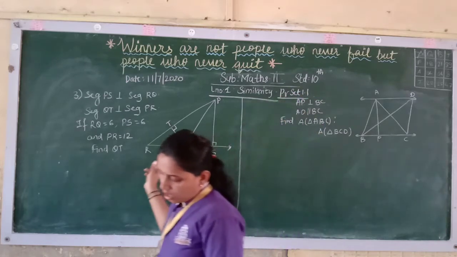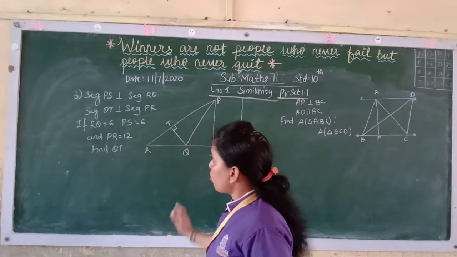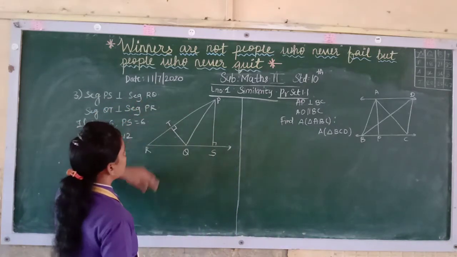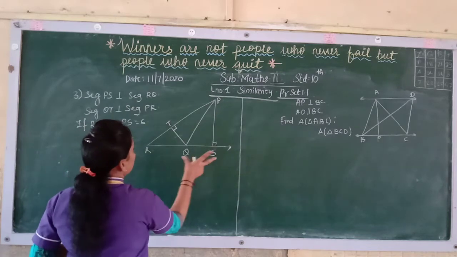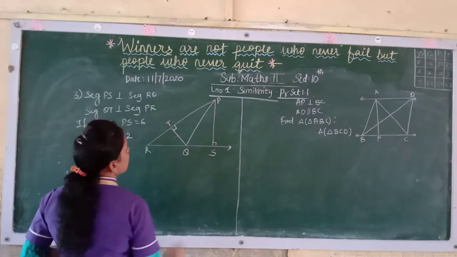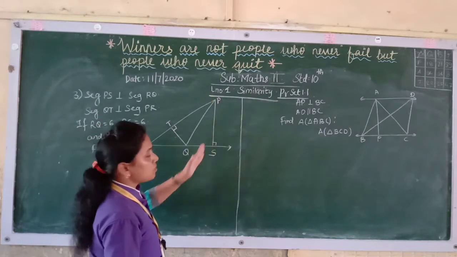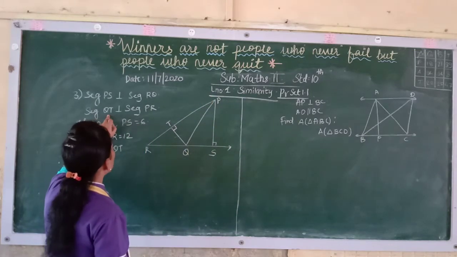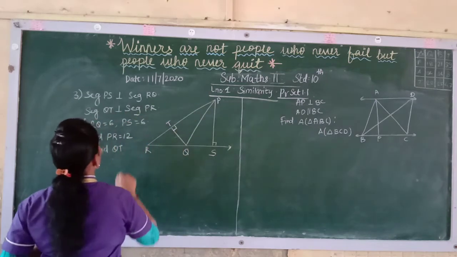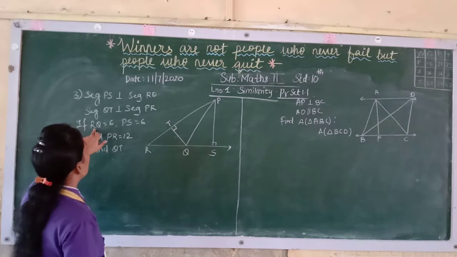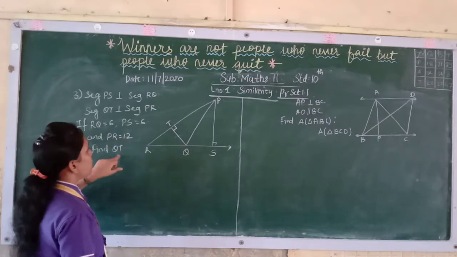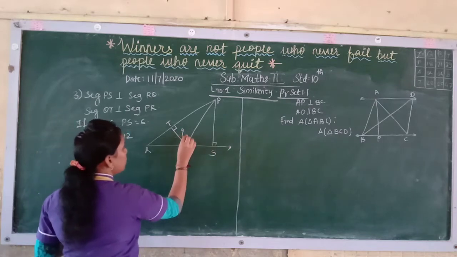Now this is the third one. As you can see in the figure, PS is perpendicular to segment RQ. This is the triangle over here and the height is outside the triangle. QT is perpendicular to segment PR. RQ is given as 6, PS is given as 6 and PR is given as 12, and you have to find QT.